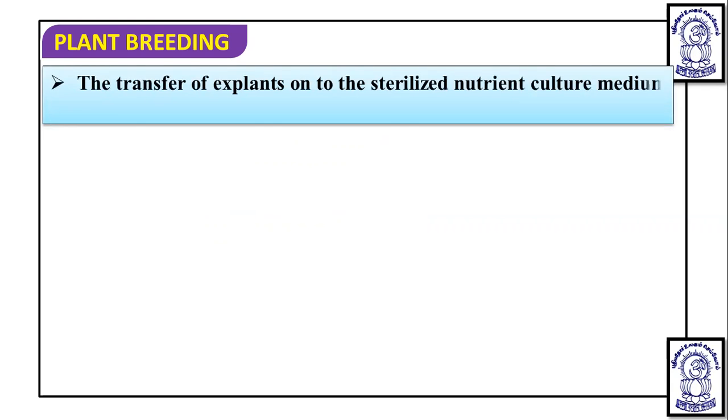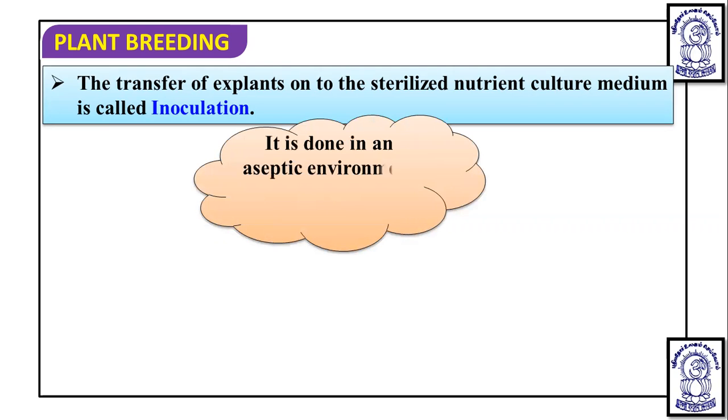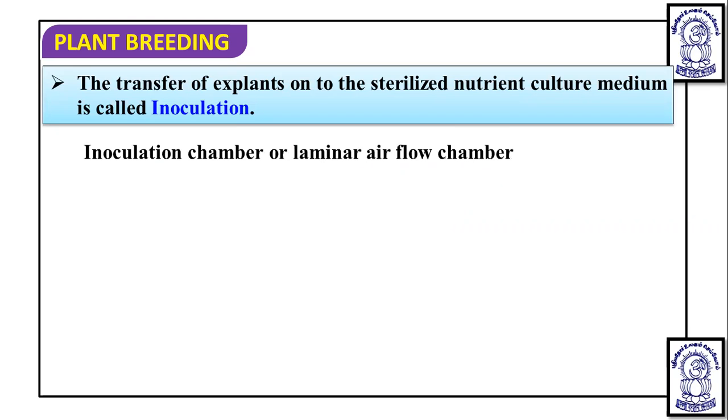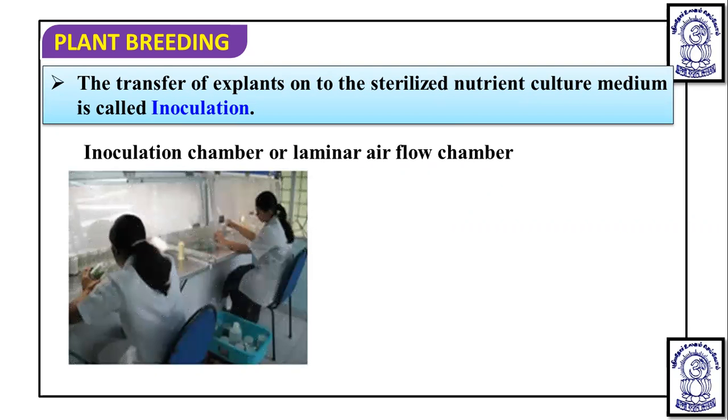When we transfer a segment of explant onto the sterilized nutrient medium, it is called inoculation. When we first pick a small segment of plant part, that is the explant, and put it on the culture medium, it is known as inoculation. It is done in an aseptic, microbe-free environment, that is in the laminar airflow. The inoculation chamber, or laminar airflow, looks like this. See, this is the particular chamber you can see here.